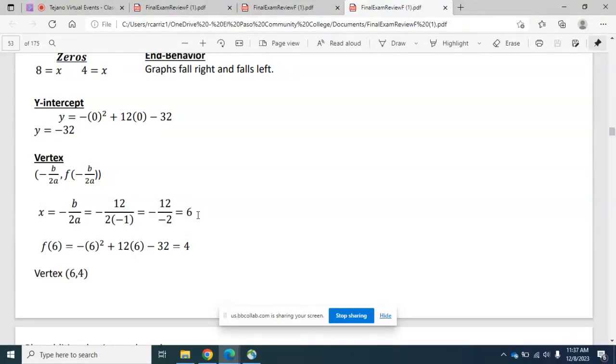Yes? So to get my y value, I just plug it into the function. Negative 6 squared plus 12 times 6 minus 32. This will give me 4. So my vertex is at 6, 4.